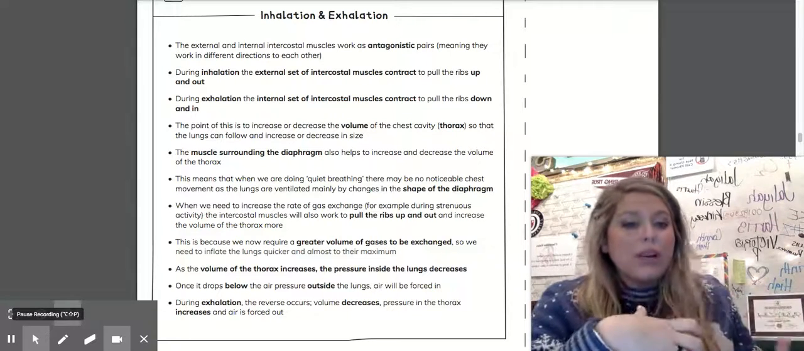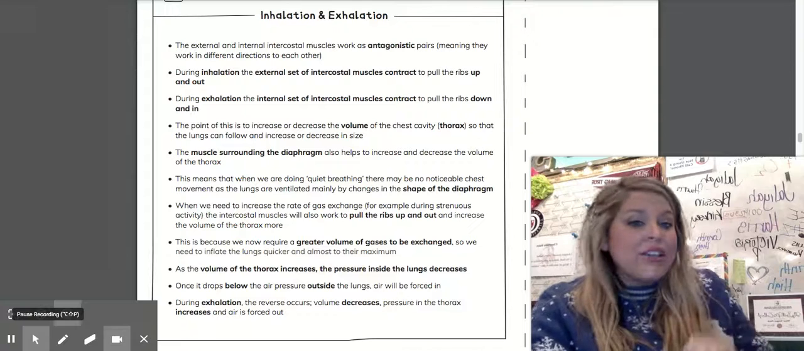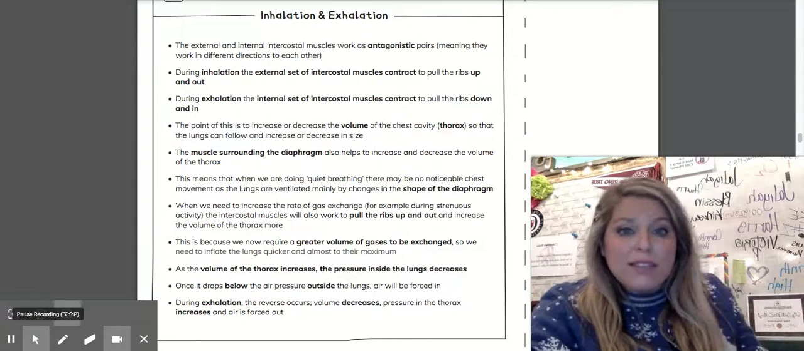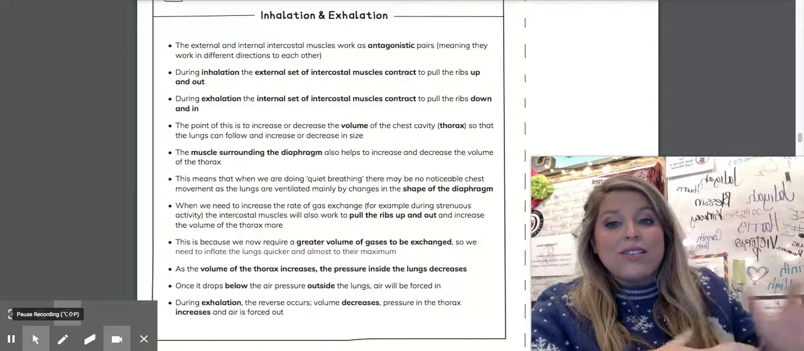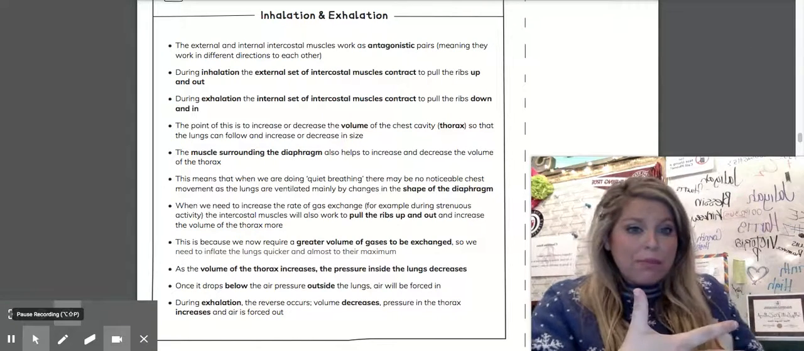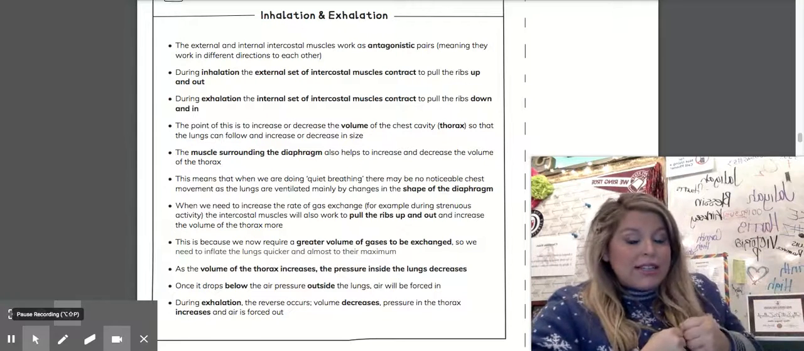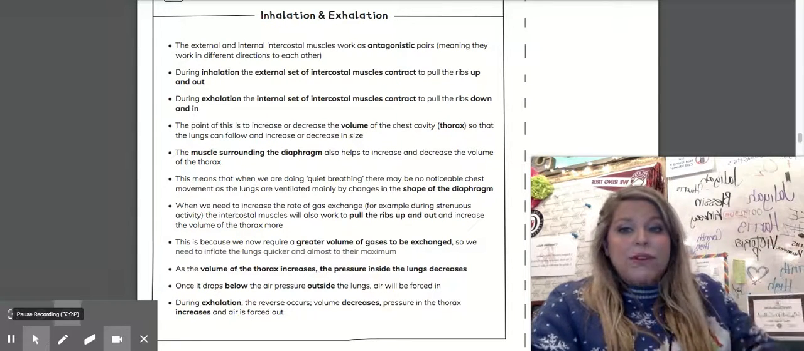Ultimately, what we are working towards is increasing or decreasing the volume of the chest cavity, also known as the thorax, okay? So that the lungs can follow the process of increasing in size to allow air in or decreasing in size to push air out, okay?